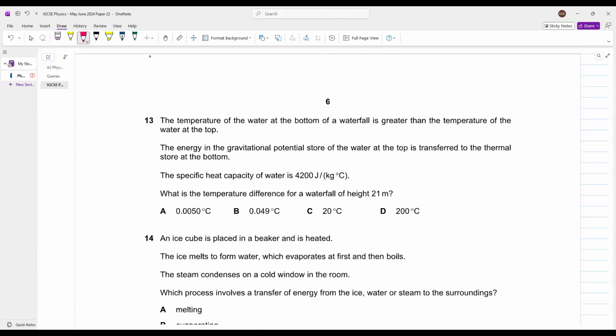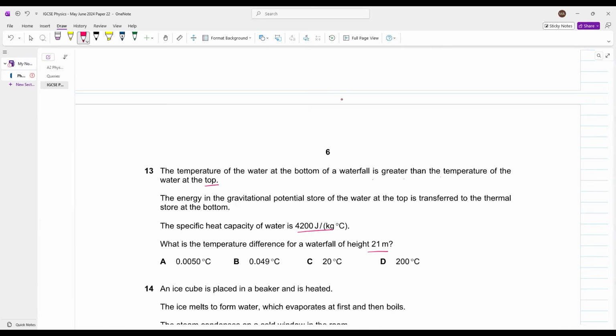The temperature of the water at the bottom of a waterfall is greater than the temperature at the top. Okay. The change in the gravitational potential energy of the water at the top is transferred to the thermal energy at the bottom. Perfect. The specific heat capacity of water is this. Perfect. What is the temperature difference for a waterfall of height 21 meters? So let me draw it. I think if I draw it, it will become much clearer.